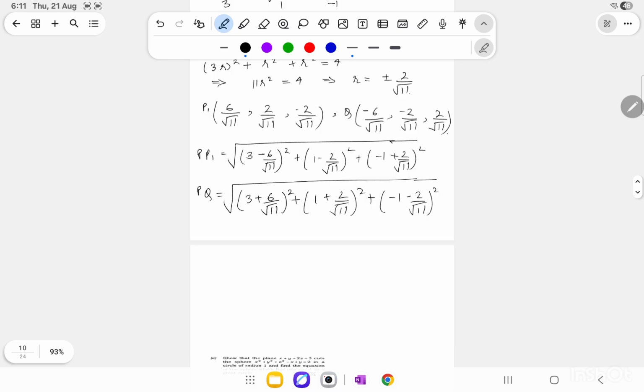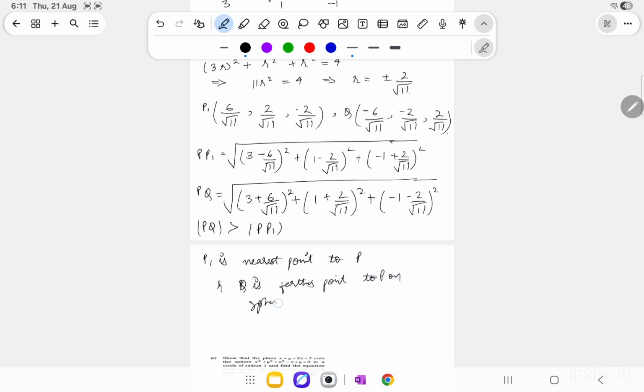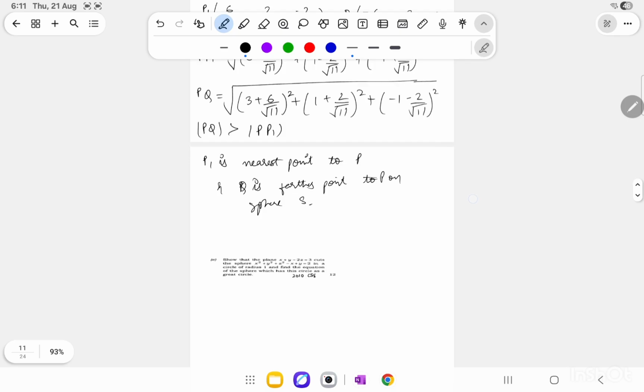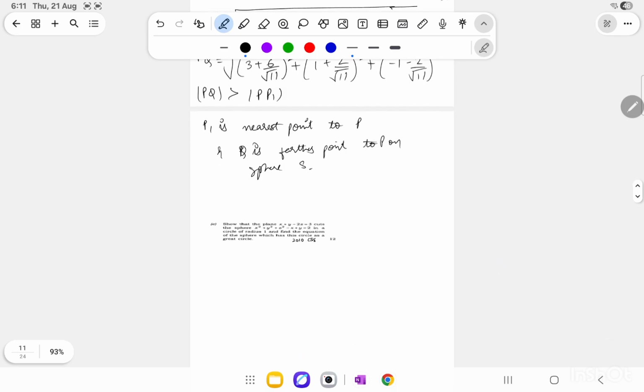So if you observe, PQ is greater than PP1, so P1 is the nearest point to P and Q is the farthest point to P on sphere S. So this is what we are supposed to do in this question.